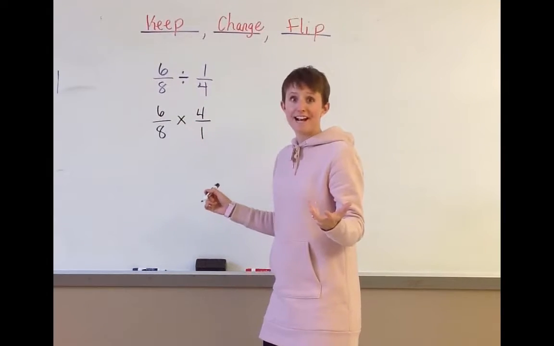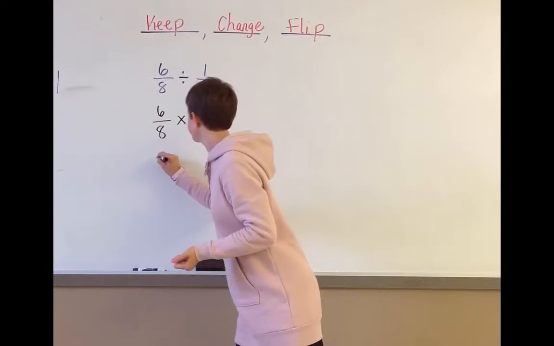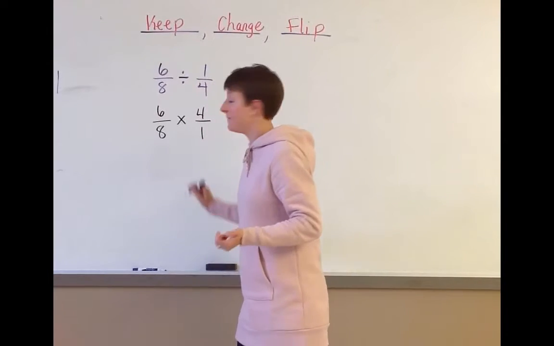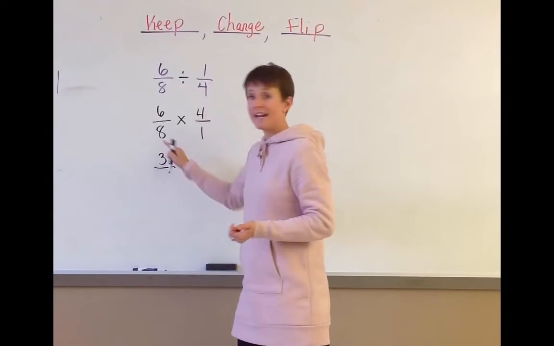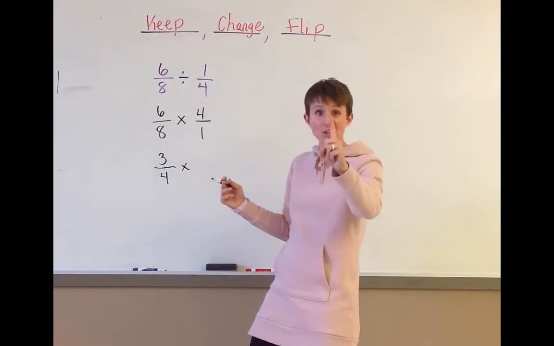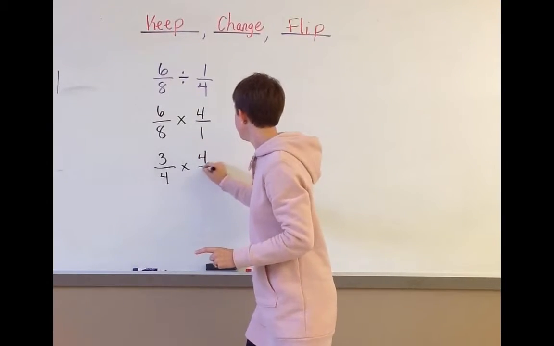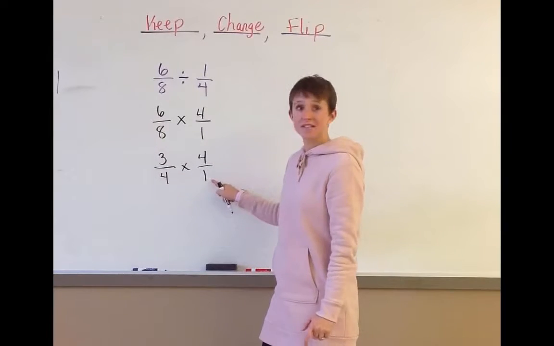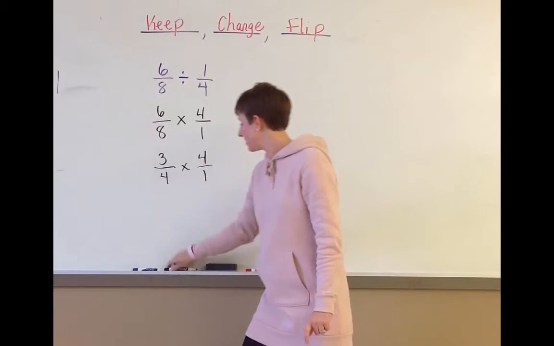6 and 8, do they share a factor? You bet they do. It's 2. 6 divided by 2 is 3. 8 divided by 2 is 4. Times 4 and 1. The only factor they share right now is 1. So I'm just going to keep it. Are we done with simplifying? No. I took this numerator to this denominator, but now I get to take it to this denominator.